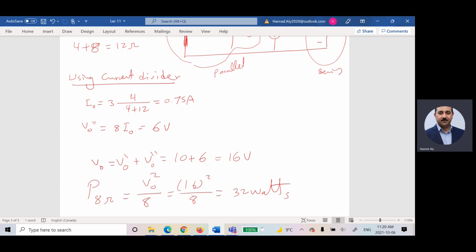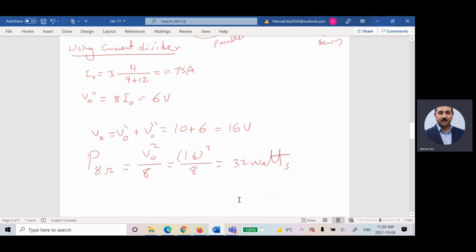But please don't say the power in this resistor is equal to the power due to VO prime plus the power of VO double prime. Because if you try to do that, you will say 10 squared divided by 8 plus 6 squared divided by 8. 10 squared gives me 100, plus 6 squared gives me 36, divided by 8, it will be something else. It will give you 17 instead of 32. Are you seeing what I'm talking about, guys? I use this method for calculating voltage and current, but for the power, no, at the end, calculate the power. I'll show you that.